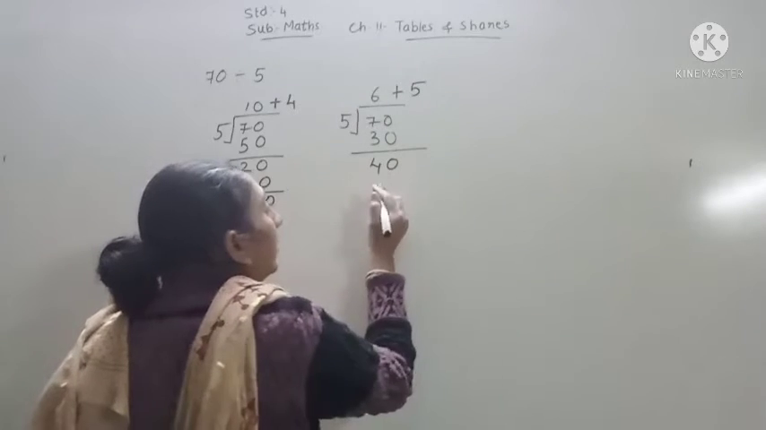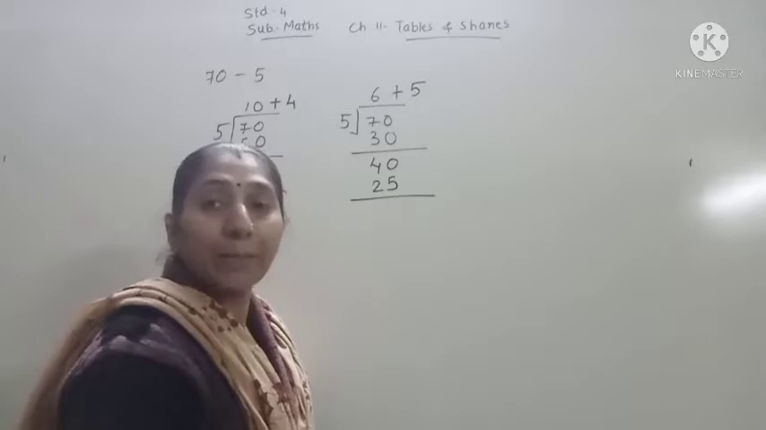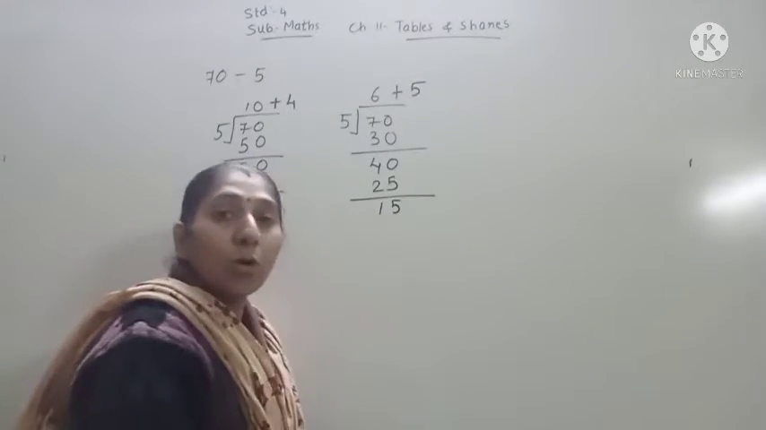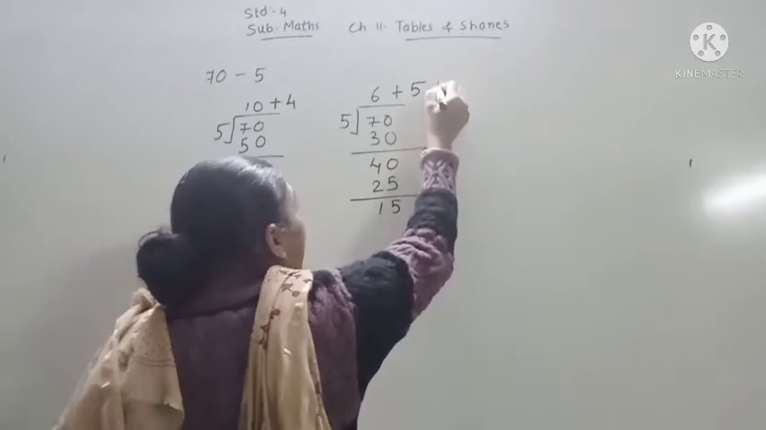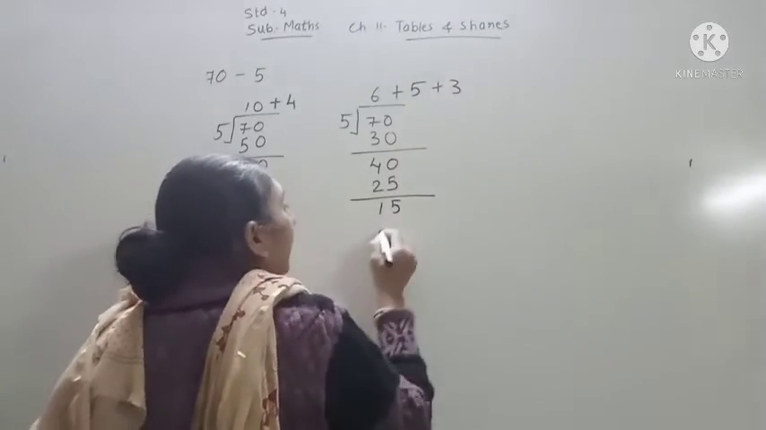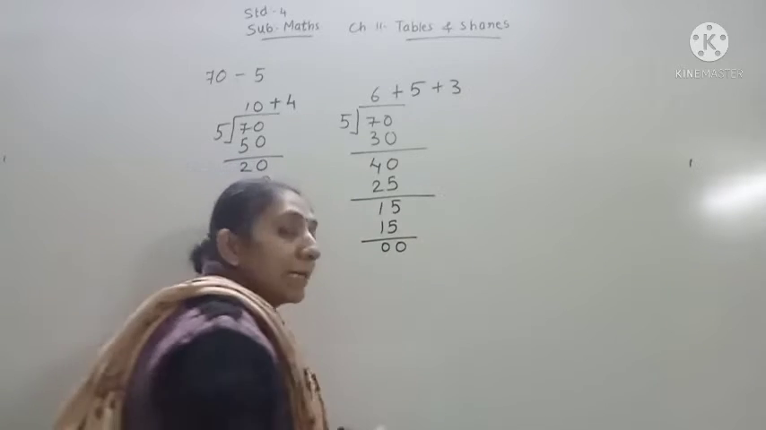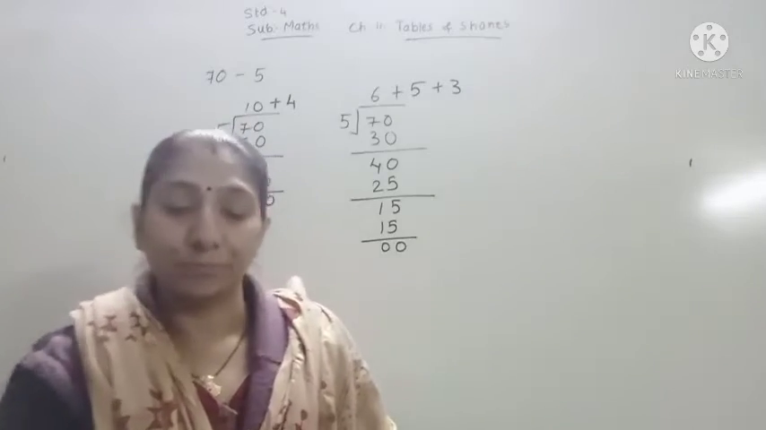So 5 5s are 25. So how many are left with them now? 15. So now they can calculate it. 5 3s are 15, 0, 0. So you can give it in any way.